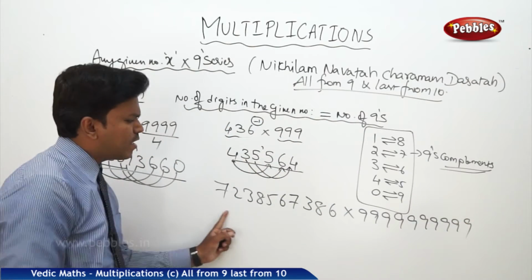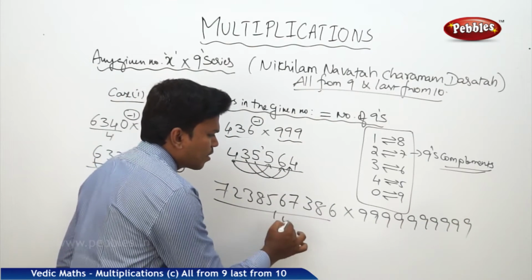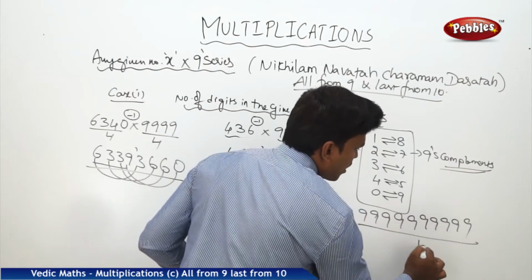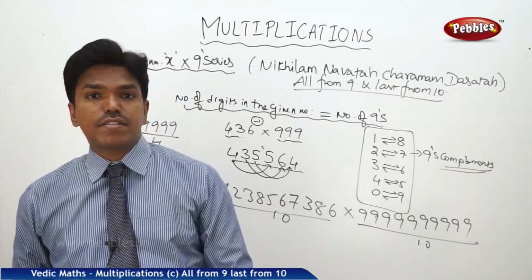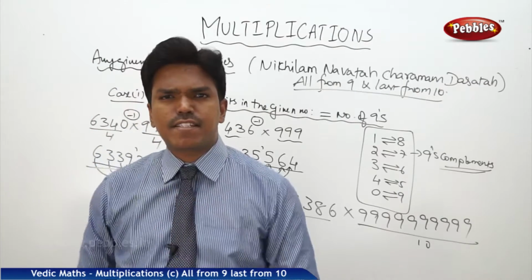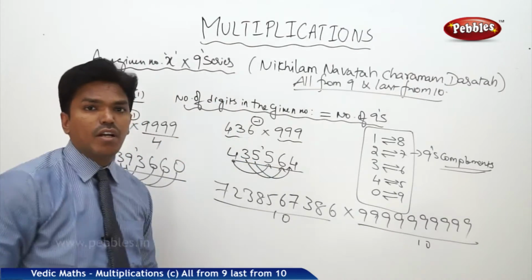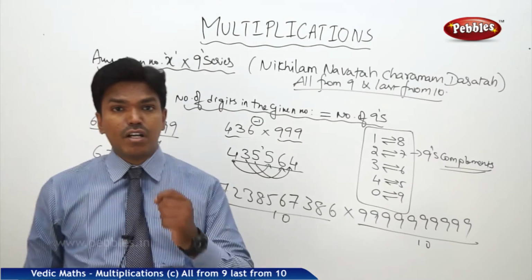So, how many digits are there? 10 digits are there. How many 9s are there? 10 9s are there. 10 digits, 10 9s. But we are going to write the answer for this number within seconds. Even though this is such a big number, we can write the answer within seconds.